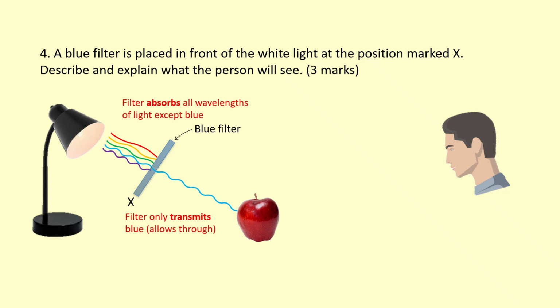Now when the blue wavelength light hits the red apple, it is going to get absorbed. So the blue light is going to get absorbed by the red apple, so nothing is going to get reflected off the red apple. So the person won't see any light going to the person's eye. So the apple will actually appear black to the person.